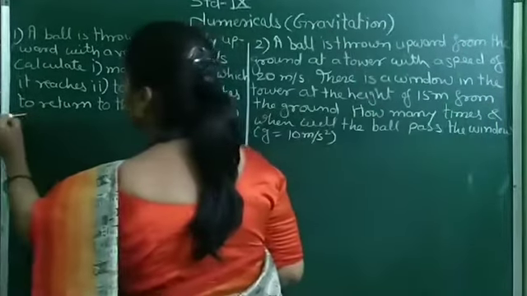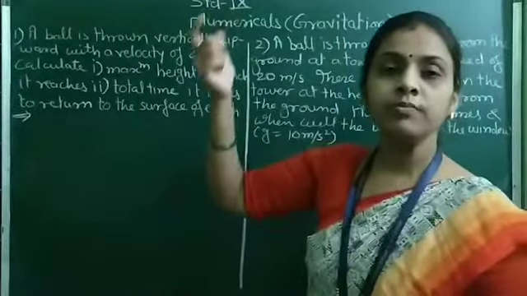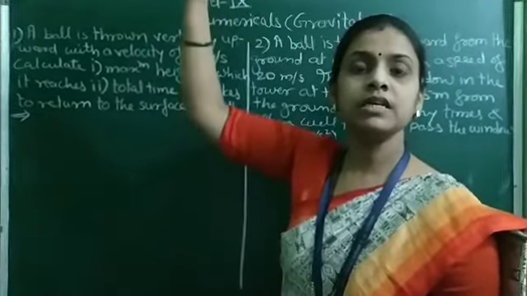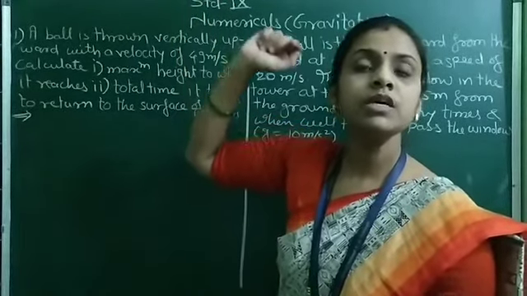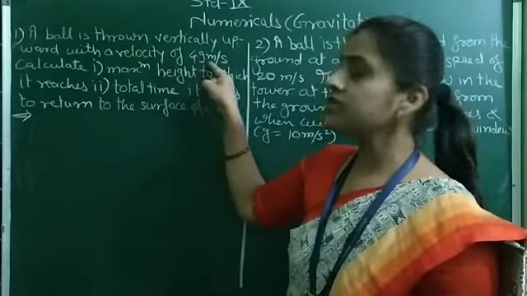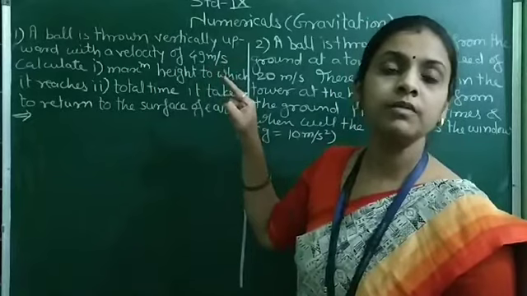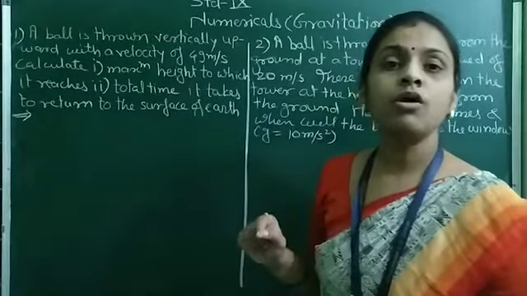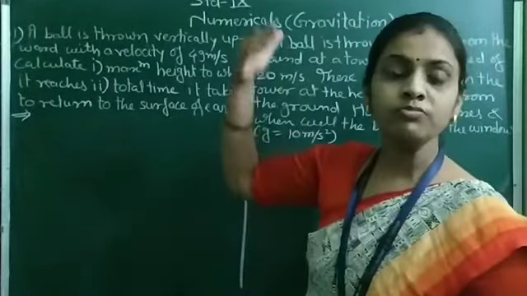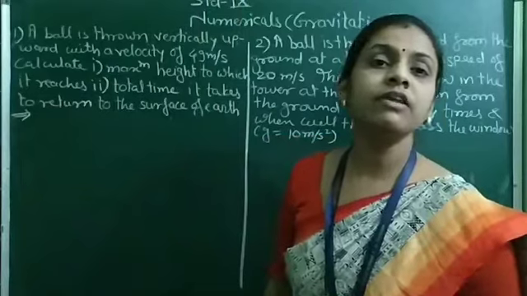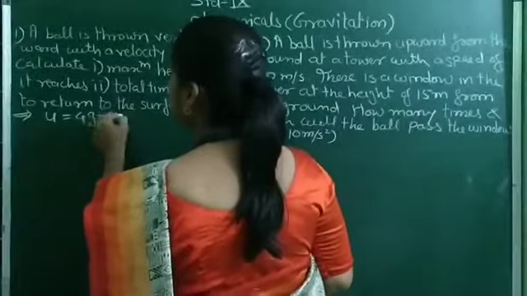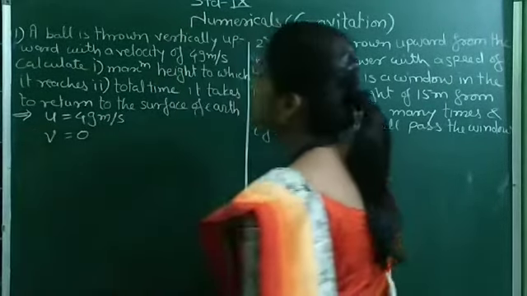Whenever any object is thrown vertically upward, it reaches a certain height and after that it falls down. Whenever it reaches a certain height, at that height its velocity becomes 0. It means that the ball is thrown vertically upward with velocity 49 meter per second, so this 49 meter per second is the initial velocity of the object, and when the object reaches a certain height, its final velocity will be 0. So initial velocity u is equal to 49 meter per second and final velocity v will be 0.